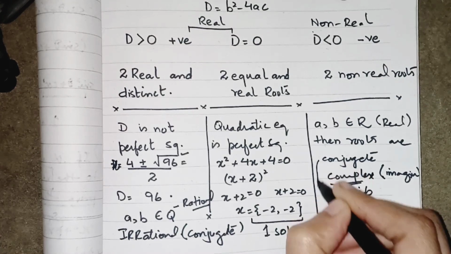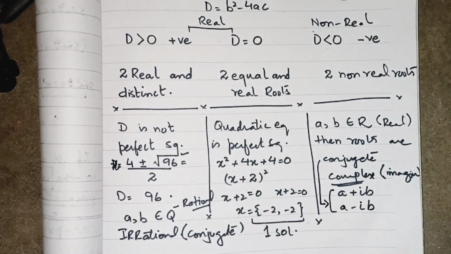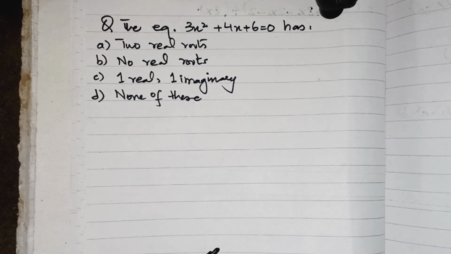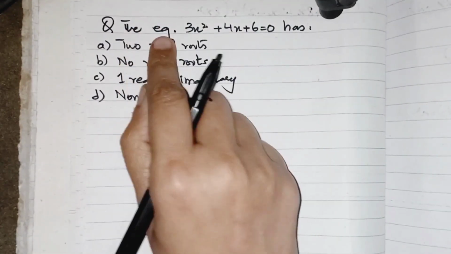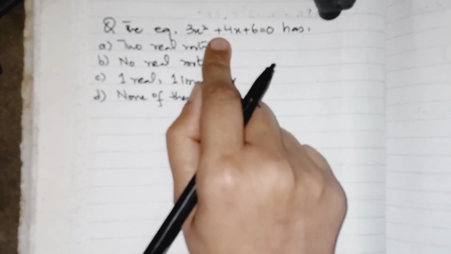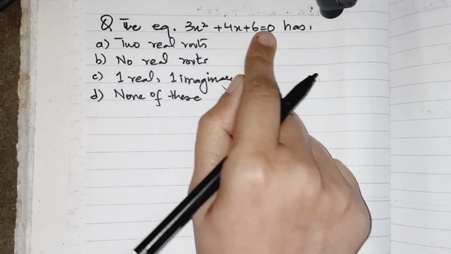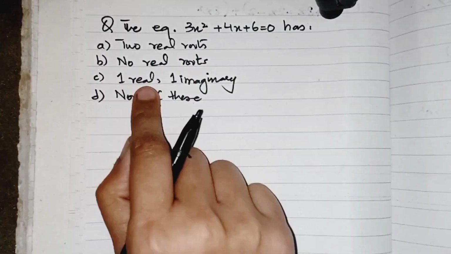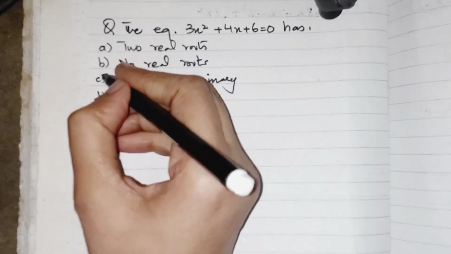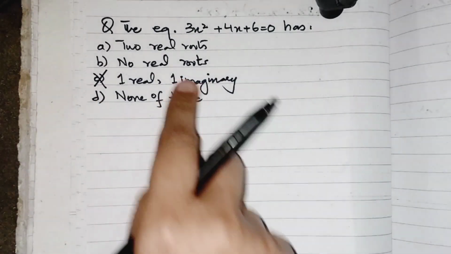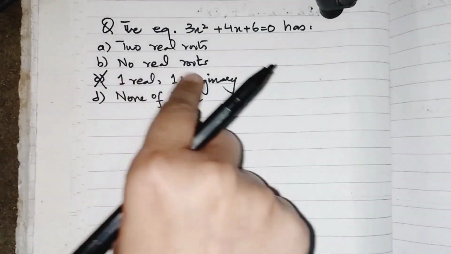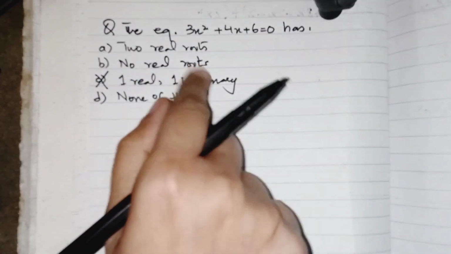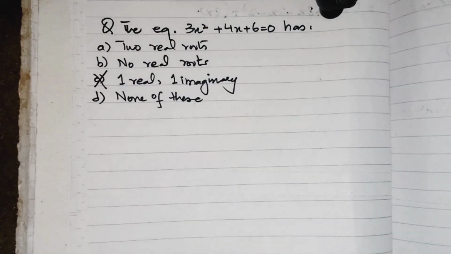It means they are conjugate to each other. Now we have a simple question to understand the nature of roots: the equation 3x square plus 4x plus 6 equals 0 has two real roots, no real root, or one real and one imaginary. This will not be acceptable because either both are real or both are imaginary, or you can say not real. So this will not happen. C is skipped from the answer.